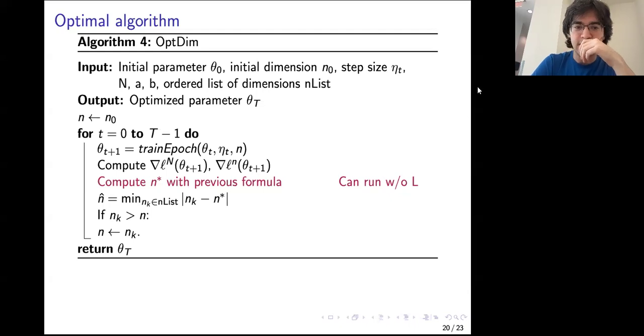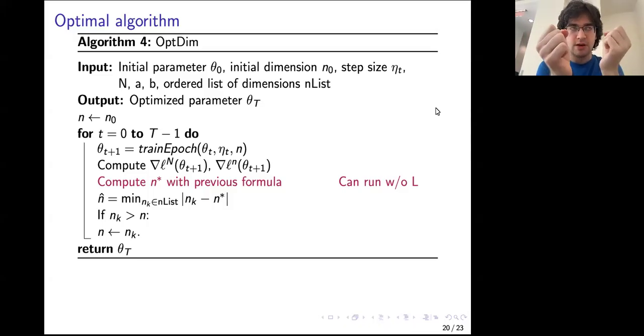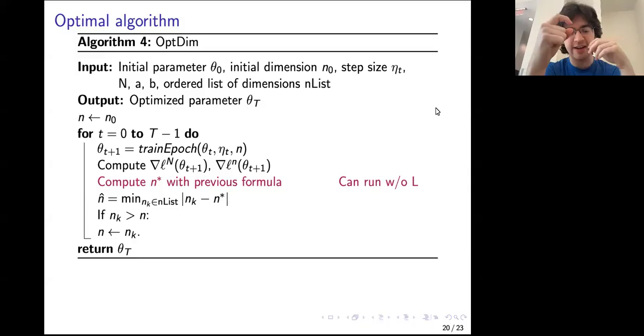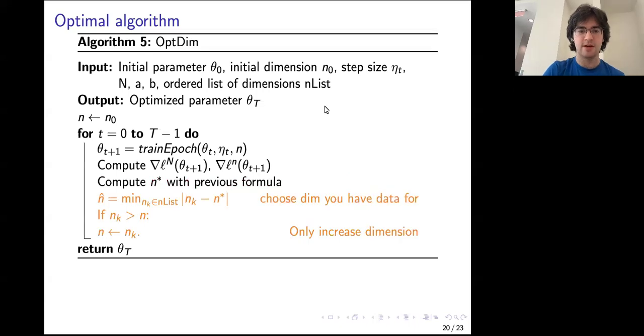What that lets us do is get the optimal dimension that we can pick. And we can have a list of dimensions that we can choose from, which is natural in a problem where you're not going to have data of every dimension. You might have data of like 20, 40, 60, 80, 100. So based on this list, we pick the n on that list that's closest to the n star that we compute. And if it increases the dimension, we increase the dimension.